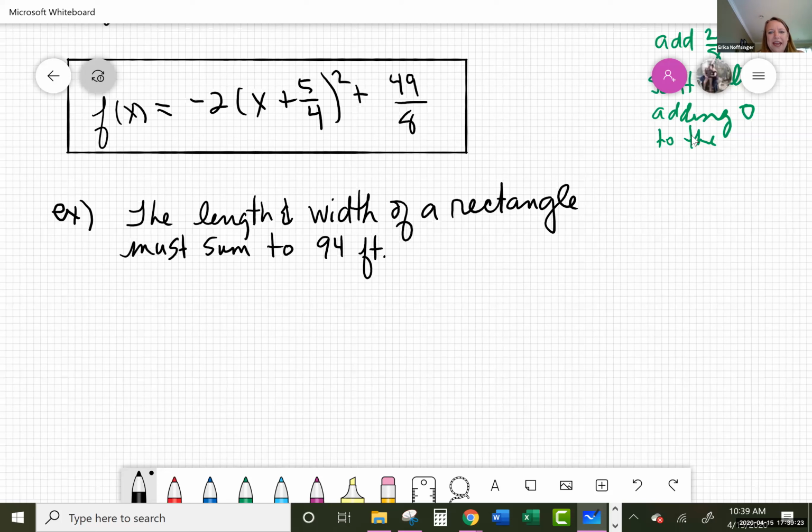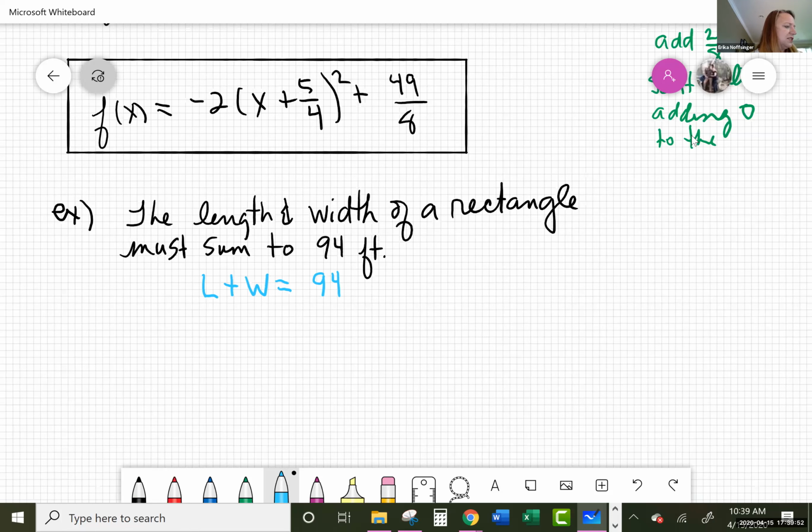Before I even write any more about what the problem says, let's just write out what that says. That's not too bad, right? The length and the width of a rectangle must sum to 94 feet. So that means the length plus the width, the sum, addition, must equal 94. Okay, so we know a little piece of our information, so let's go further.